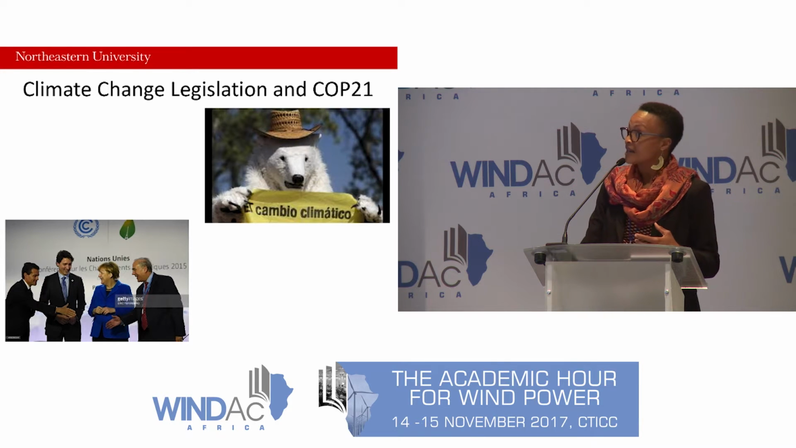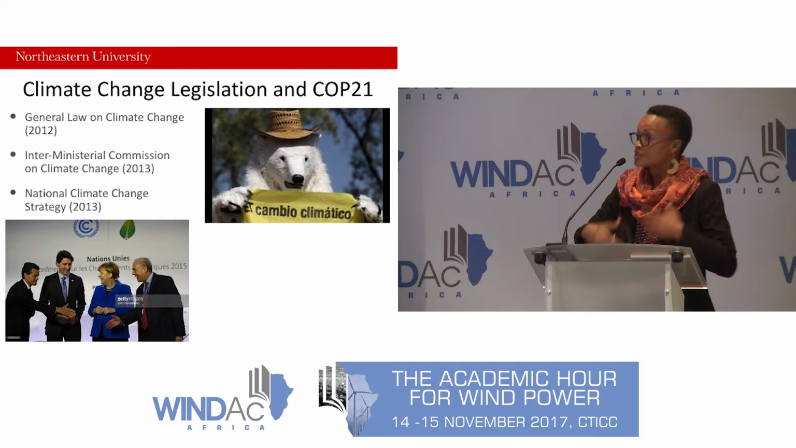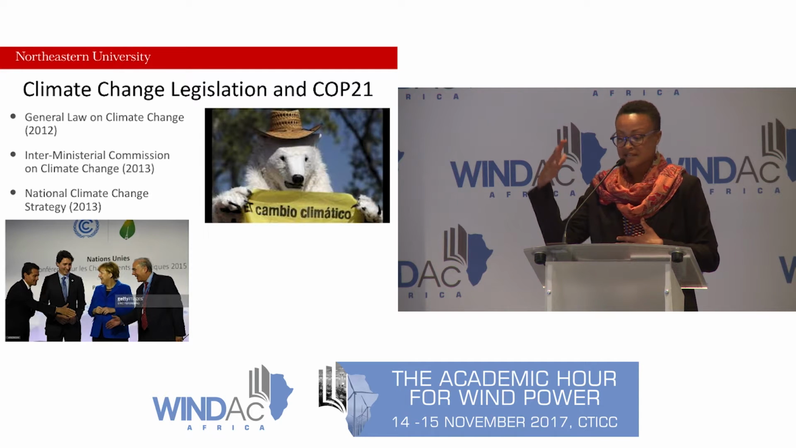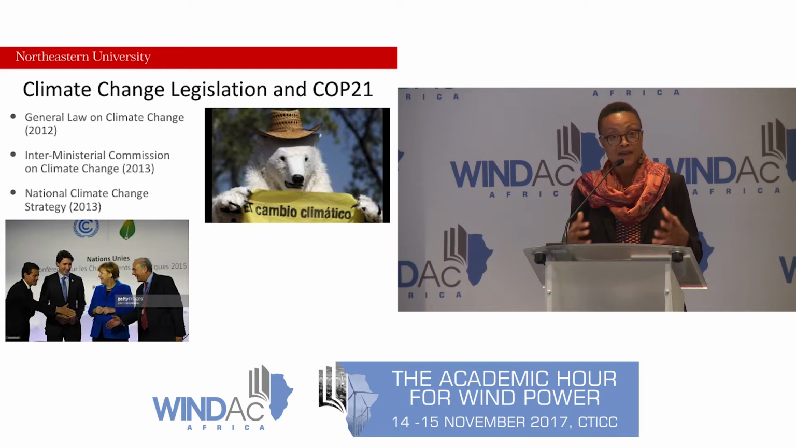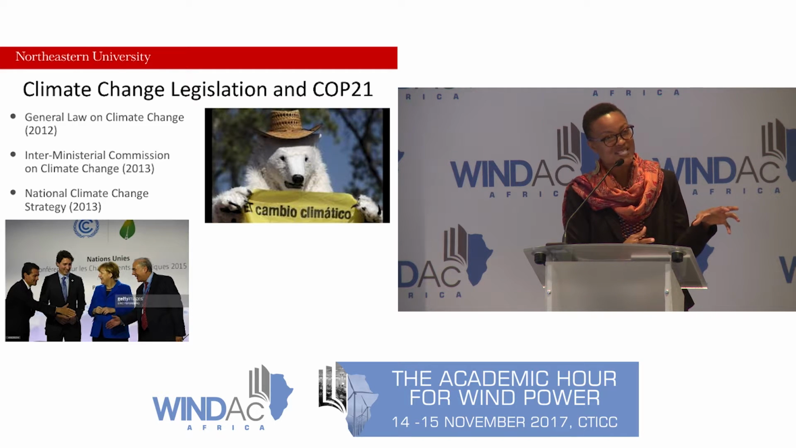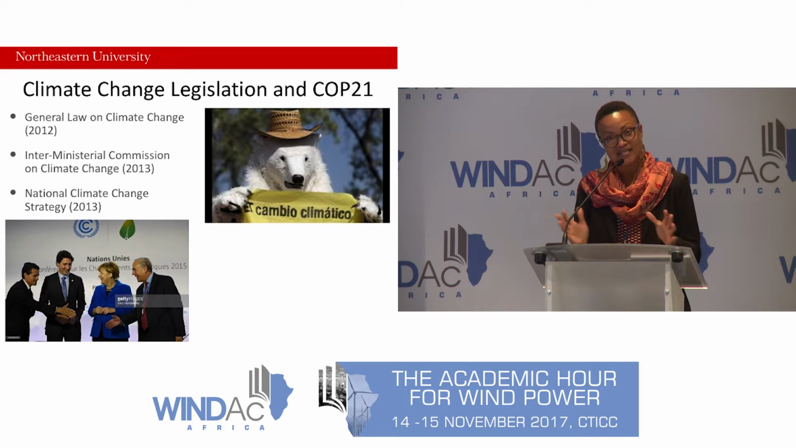Starting in 2009, the country started to think about climate change legislation, and in 2012, it passed the General Law on Climate Change. There's also an interministerial commission on climate change and a national climate change strategy. Part of the strategy is to reduce the amount of coal and gas that is used to power the country. By 2018, the country has a goal of producing all of its energy through clean energy sources, and that includes natural gas. So that's a little bit complicated.